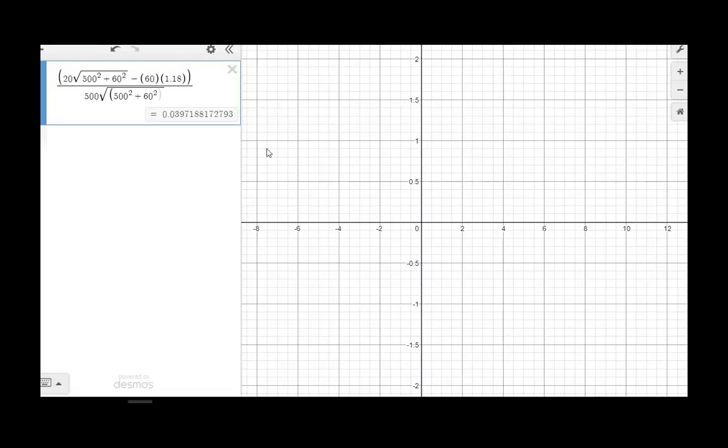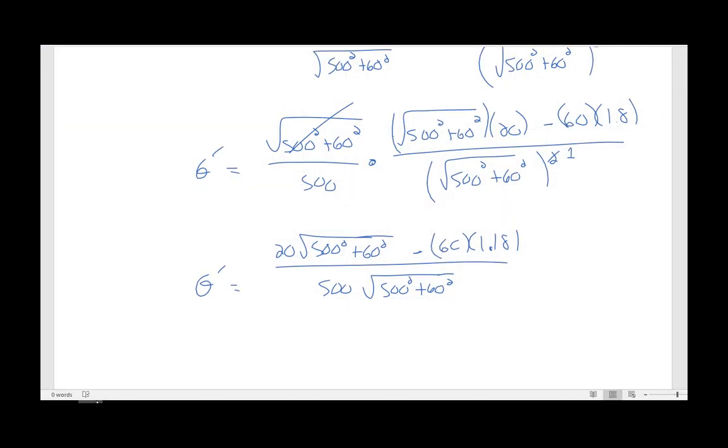Alright, so I paused the video for a second and I plugged all of that into Desmos, and what I'm getting is 0.04 if I round to 2 decimal places. So I'm getting theta prime to be approximately 0.04.